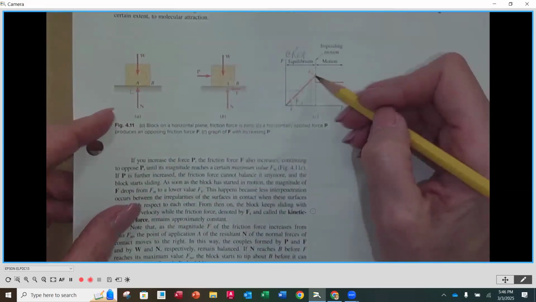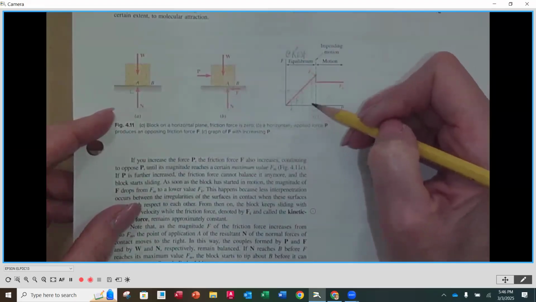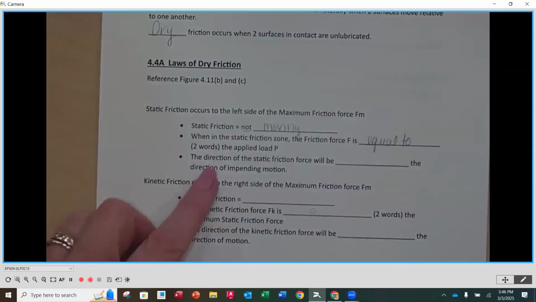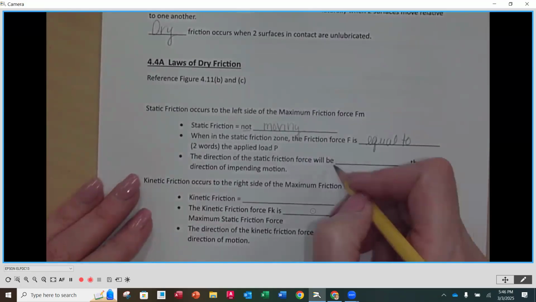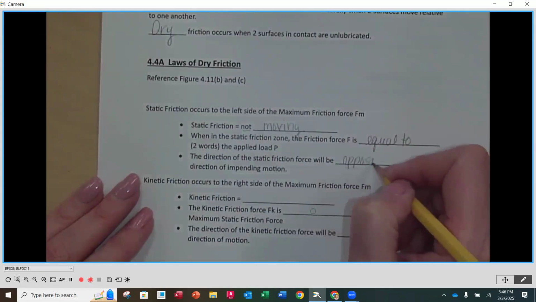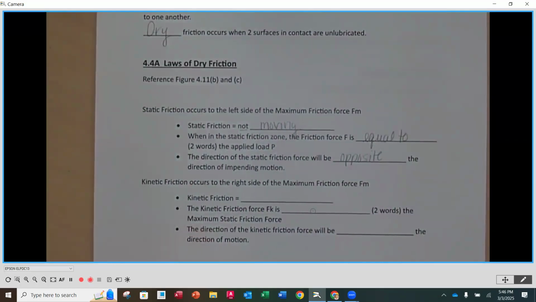So on that left-hand side of the maximum friction force, this side right here, 45-degree angle, whatever I push with, my friction force is going to be the exact same number. Now, the direction of the static friction force will be opposite the direction of impending motion. So for that block, since it's being pushed to the right, the friction force is going to the left.